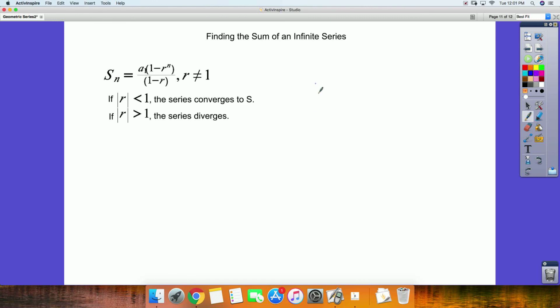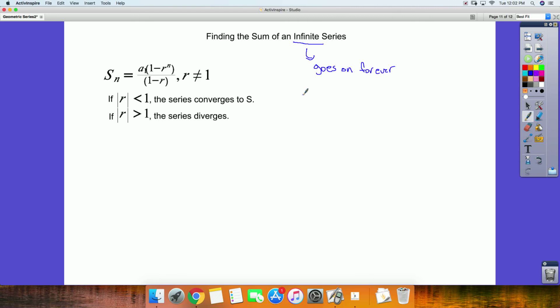The last thing you have to be able to do is find the sum of an infinite series. Remember, infinite means it goes on forever. Now, there's one slight problem. Depending on the rate, or your rate of change, you may or may not be able to actually find an answer.